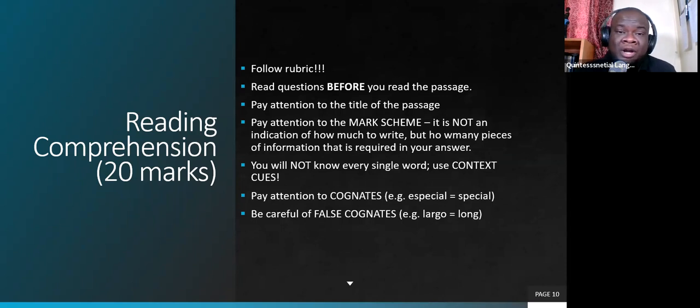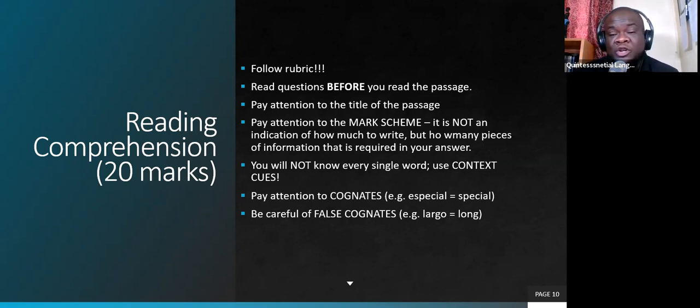So the mark scheme is not so much about how many lines you had to write, but how many pieces of information. One piece of information can be a phrase. And by the time you write 3 phrases or 4 phrases, you have 2, 3 lines. But you need to figure out what piece of information they are asking for here, right?